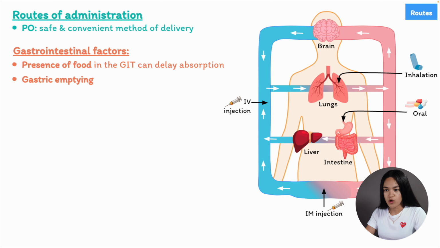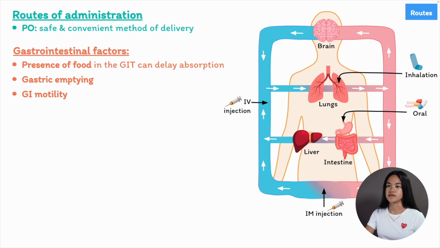What else? We also have GIT motility, which refers to the peristaltic activity of the intestine. The intestines move and contract, okay? But if there are issues with this movement, it can be caused by diseases or drugs such as opioids, which slow down intestinal activity, okay? So it can have an effect on absorption.